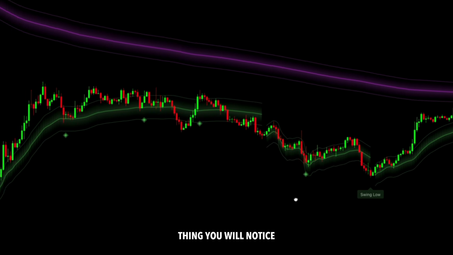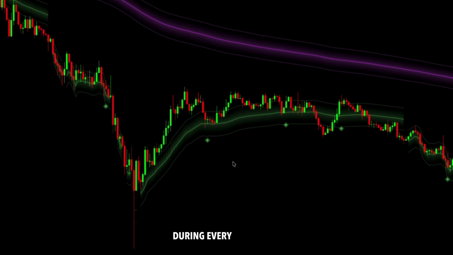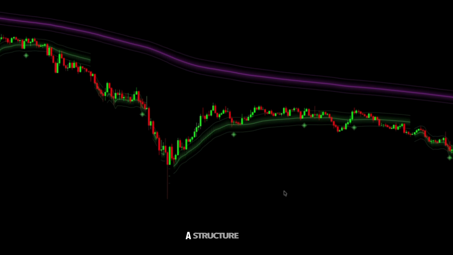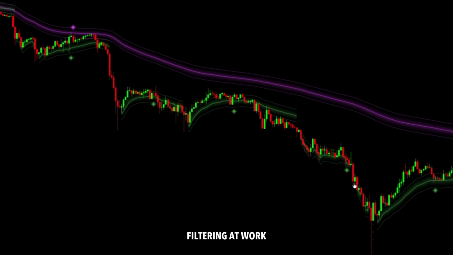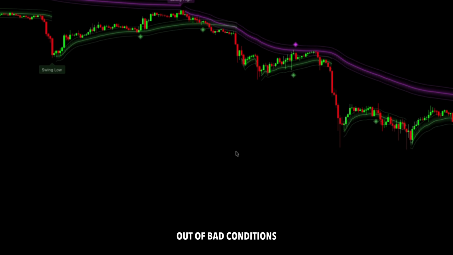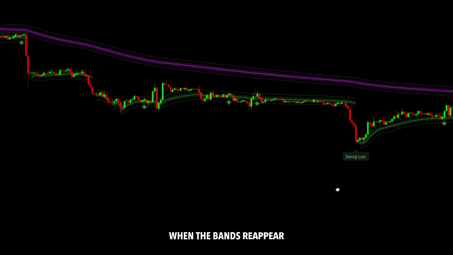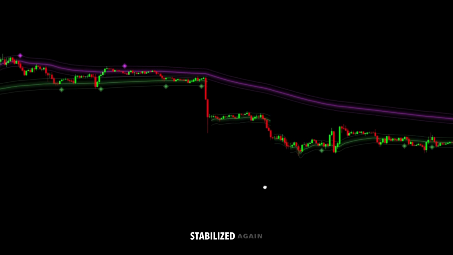One thing you will notice is that the bands do not appear during every single bar. If the market becomes too volatile or if there is a structure break, the bands temporarily disappear. This is the volatility filtering at work. It is keeping you out of bad conditions. When the bands reappear, you know structure has stabilized again.